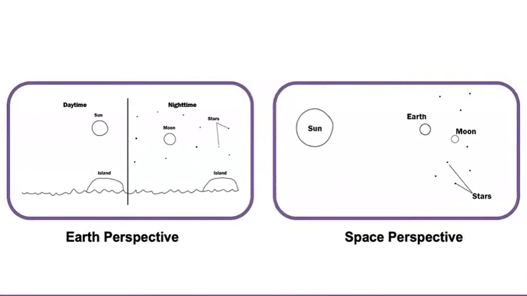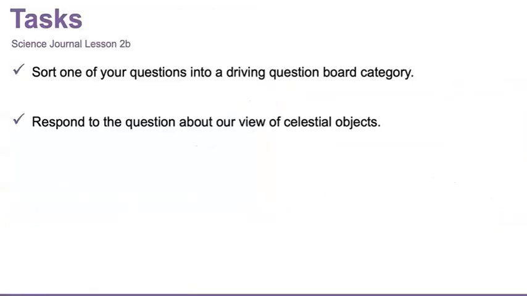One of your tasks today will be to describe your view of the sun, the moon, and stars in Earth's sky. In our next lesson, we will continue to look at the sky from different perspectives as we work to answer the question, what separates Earth from outer space? Let's review your tasks for today. First, sort one of your questions into a driving question board category. Second, answer the question about our view of celestial objects.